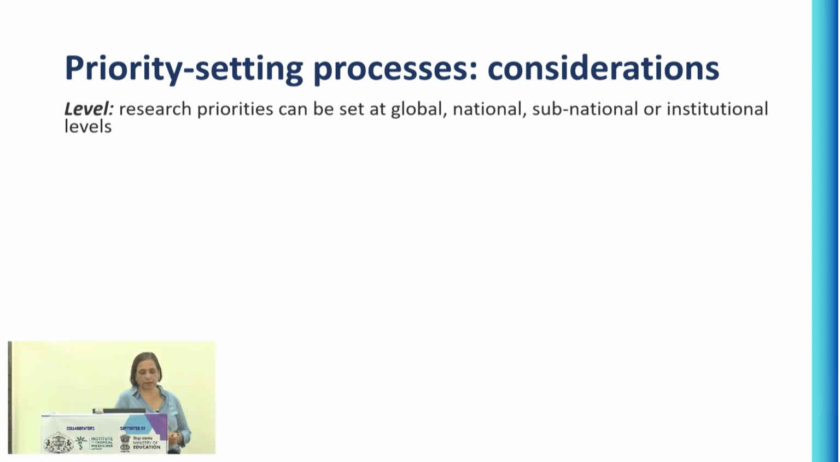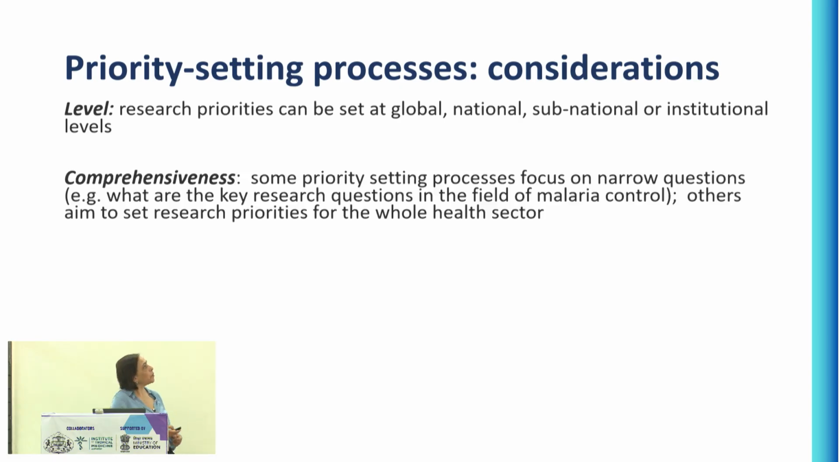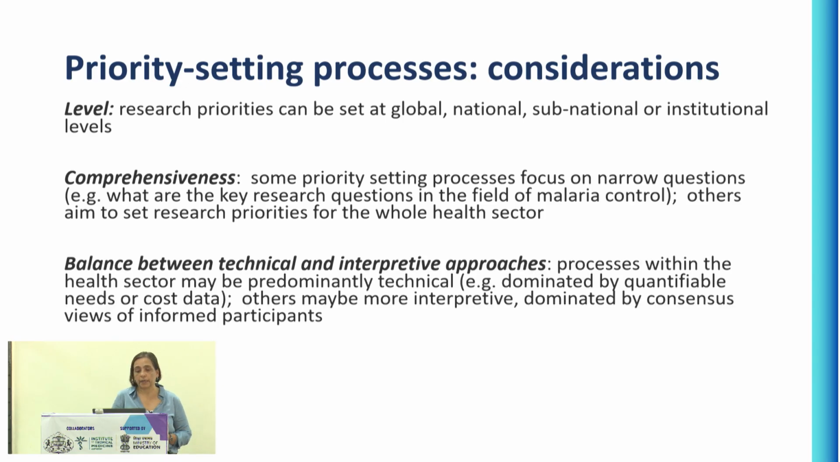We need to think about the way in which priorities can be set at a global, national, subnational, or institutional level. We also need to think about comprehensiveness. Some priority setting processes will focus on narrow questions, for example, key research questions for malaria control. Others are going to set questions for the whole health sector, right?